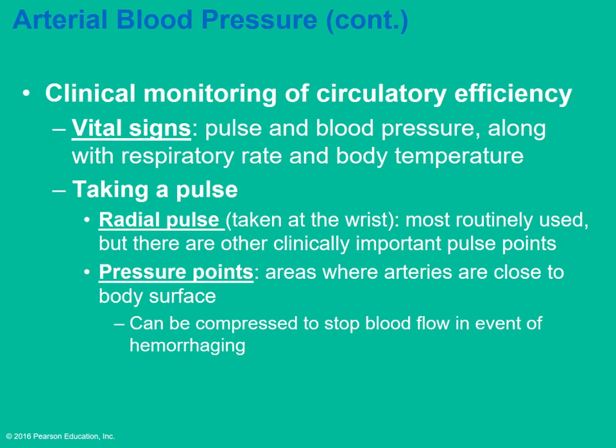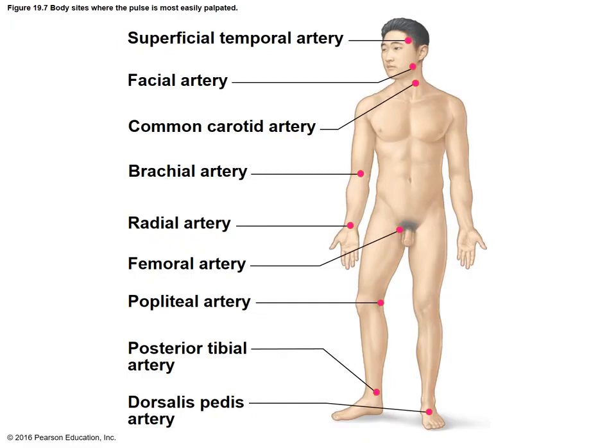There are different areas that we call pressure points, where the arteries are very close to the body surface. And so these pressure points are areas that you can compress, push down on them, to stop the blood flow in case somebody is bleeding. And this diagram shows where these major pressure points are.